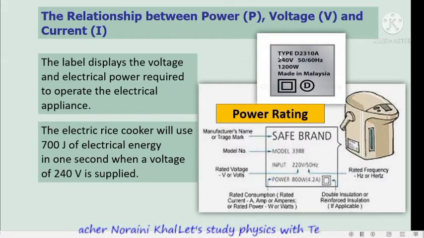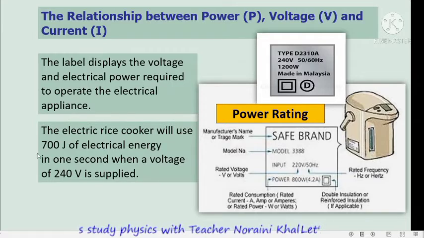This is one more example. So you can see there's a voltage 240 volt and power 1200 watt. The label of power rating actually displays the voltage and electrical power required to operate the electrical appliance. It means the electrical appliance will function normally when connected to a voltage of 240 volt power supply, and it will consume 1200 joule of energy in 1 second.